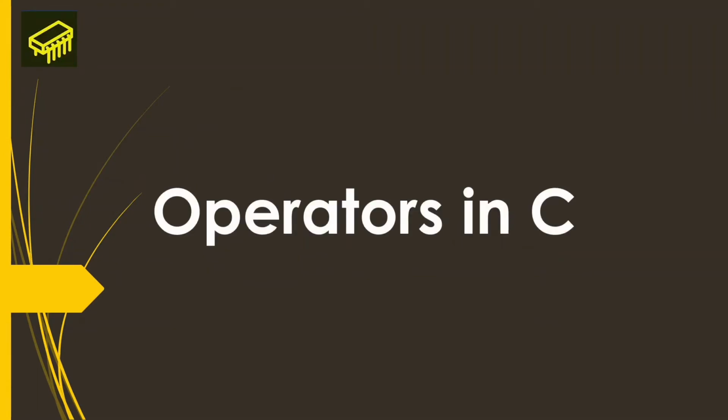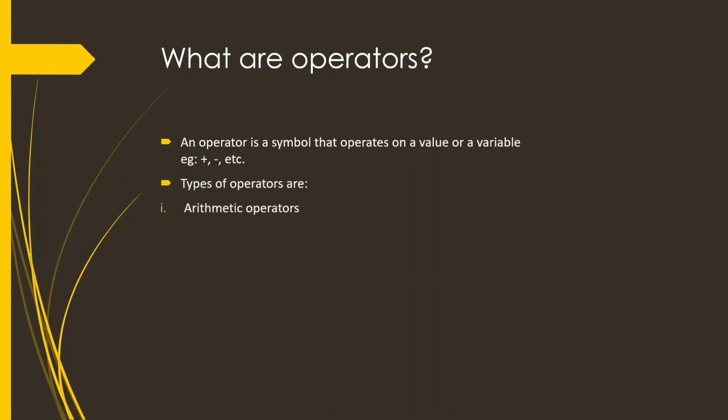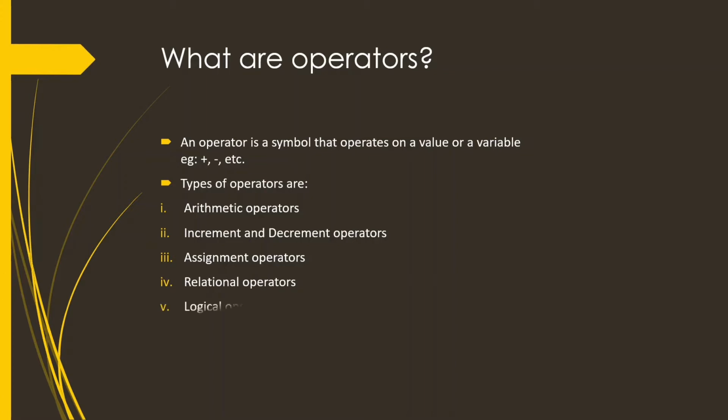Hello, in this video we will learn about operators in C. So first, what are operators? An operator is a symbol that operates on a value or a variable, for example plus, minus, etc. C has a wide range of operators to perform various operations. Now the types of operators are arithmetic operators, increment and decrement operators, assignment operators, relational operators, logical operators, and bitwise operators. So now let's discuss each of them.